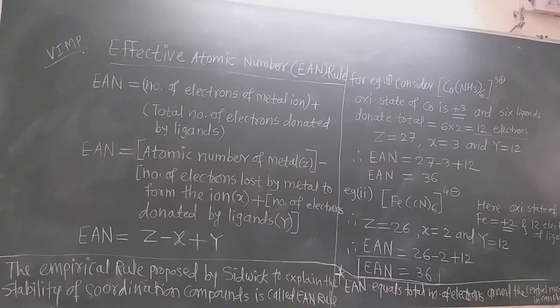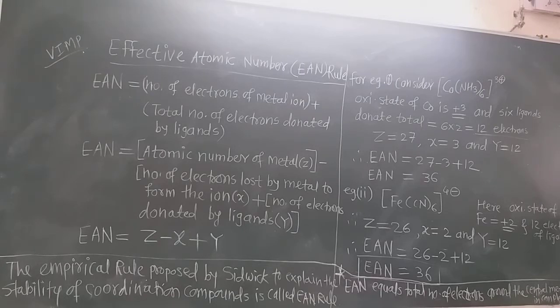So the EAN, effective atomic number, equals the total number of electrons present around the central metal ion in the complex. Then how is it calculated? Now this effective atomic number was proposed by the scientist Sidgwick to explain the stability of coordination compounds, and that empirical rule is called the EAN rule or effective atomic number rule. Now this is a very simple rule.